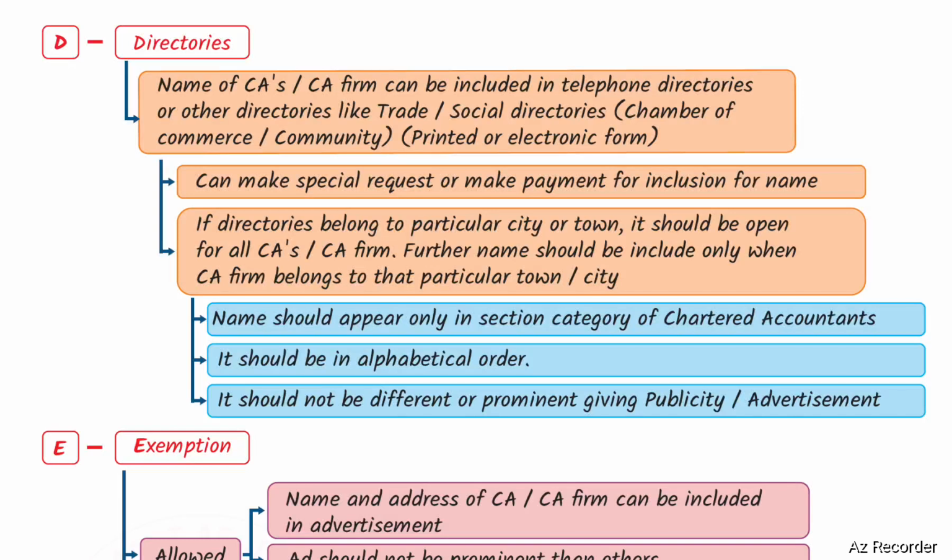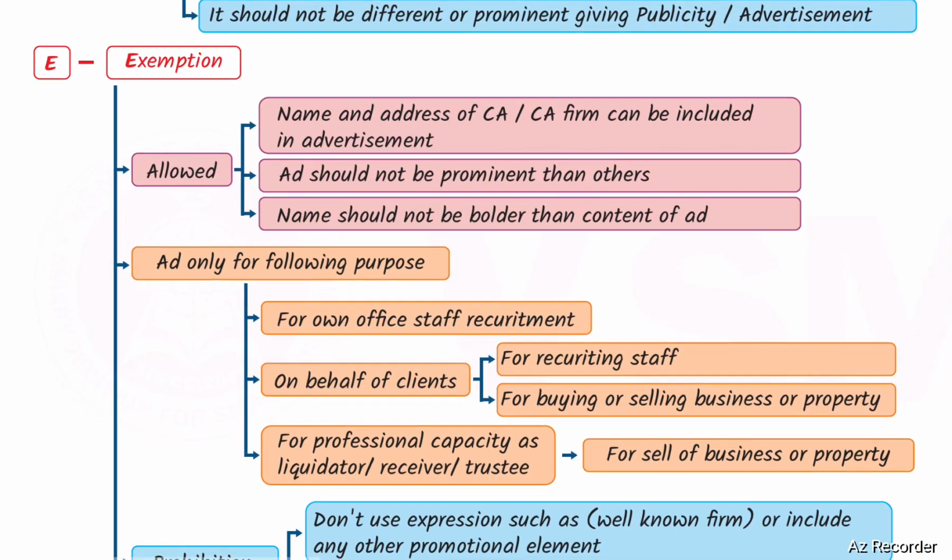Name should appear only in the section category of chartered accountants. It should be in alphabetical order. It should not be different or prominent, giving publicity or advertisement. Exemption.